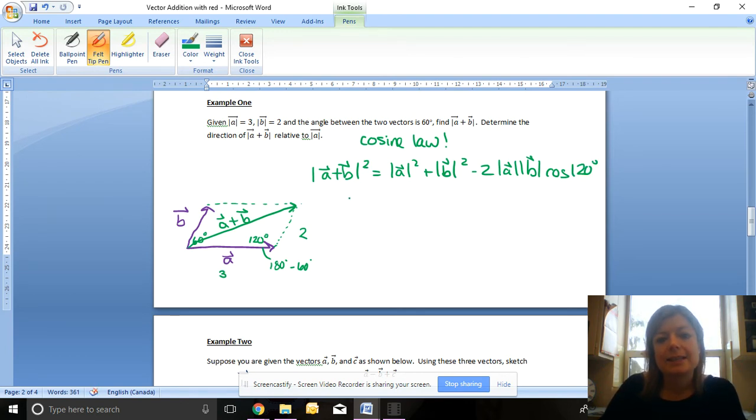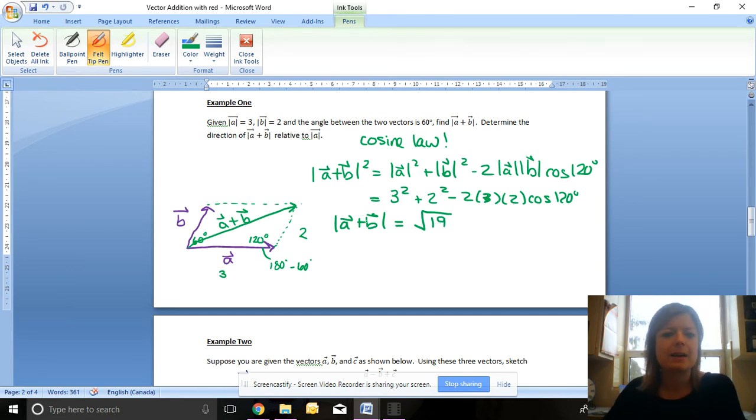It's always like C squared equals A squared plus B squared minus 2AB cos C is the cosine law. So we'll put in the magnitude of A is 3. So 3 squared plus 2 squared minus 2 times 3 times 2, and then cos 120. You put that in, you get your square root. You guys know how to use a calculator by now. Then you square root it and you get root 19 as an exact value. So that is the magnitude of the resultant vector.